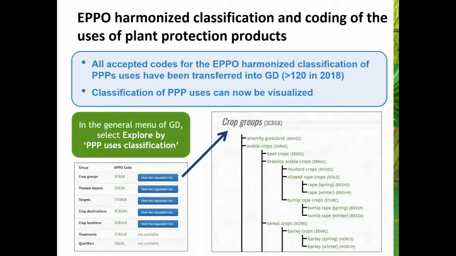So last year there were exactly 123 new non-taxonomic codes. And also great progress was that we can now visualize the classification of plant protection product uses in the system. So Valerio explained this to you already, so I won't spend much time on this, but on this slide, it's a summary on how and where to find this information.